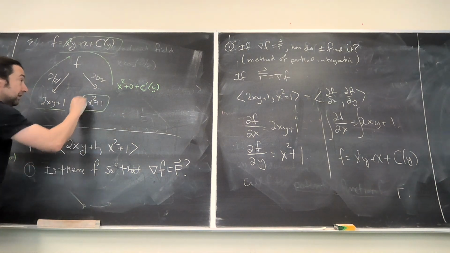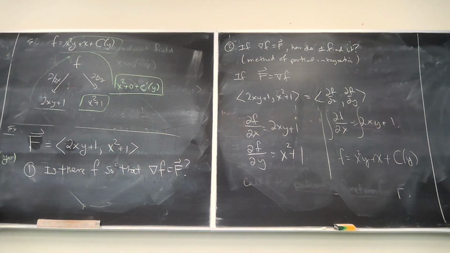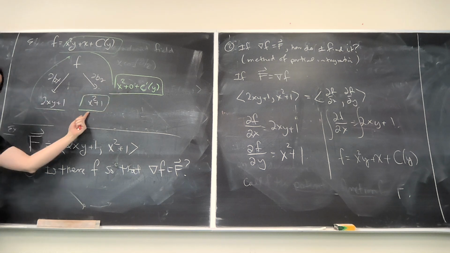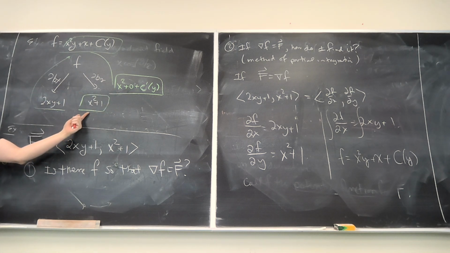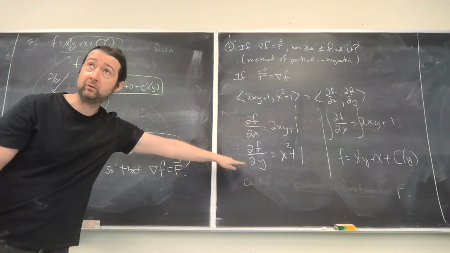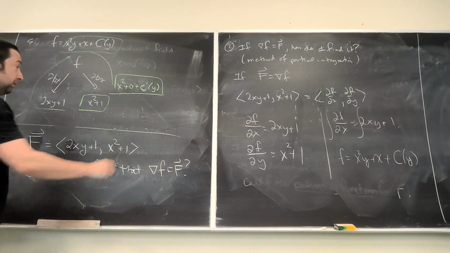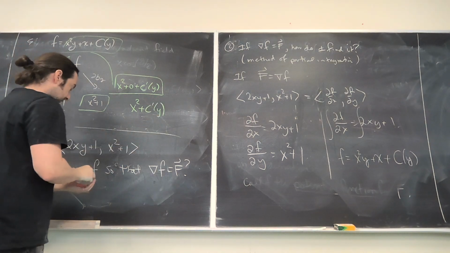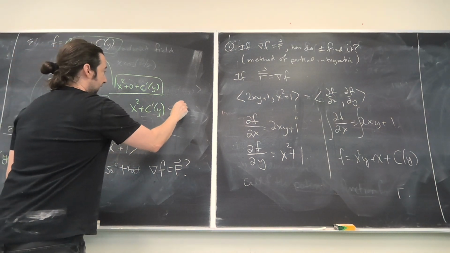And these must be equal to each other. They have to be. If that was f, this is one way of writing down df dy, but I already knew what df dy was. df dy was given to me in the statement of the problem. So that gets us the equation. Oh, so it must be the case that x squared plus c prime of y is equal to x squared plus 1.